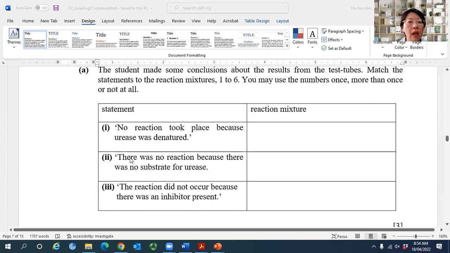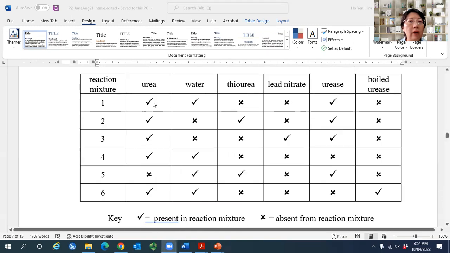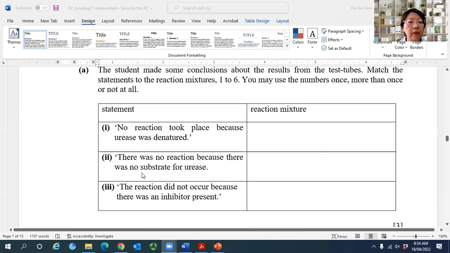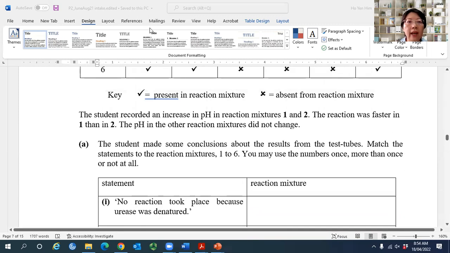Okay, part 2: there was no reaction. So this is where a lot of students didn't get it correct. No reaction. Sorry, this one is okay. Not this one, because there was no substrate. Still, this is quite easy. Just look for the reaction mixture without urea as a substrate. So 5 has no urea. So the answer is 5. The last one is a bit challenging. The reaction did not occur. That means no reaction. The statement earlier already mentioned that 1 and 2 had a reaction.